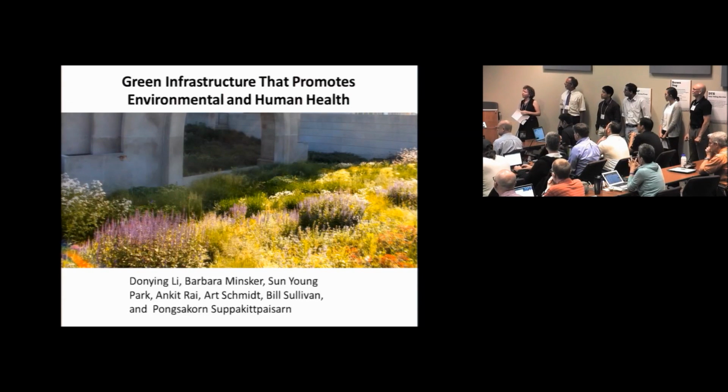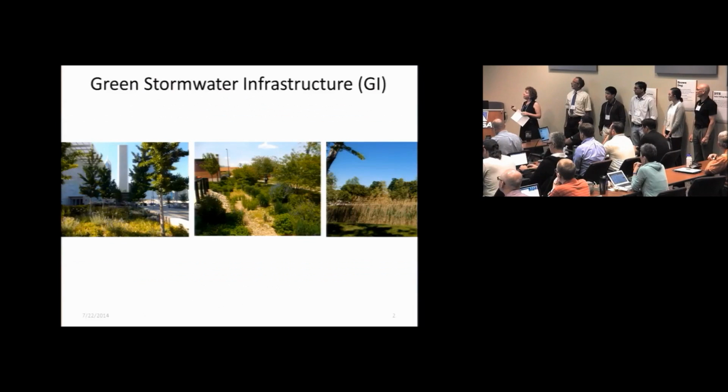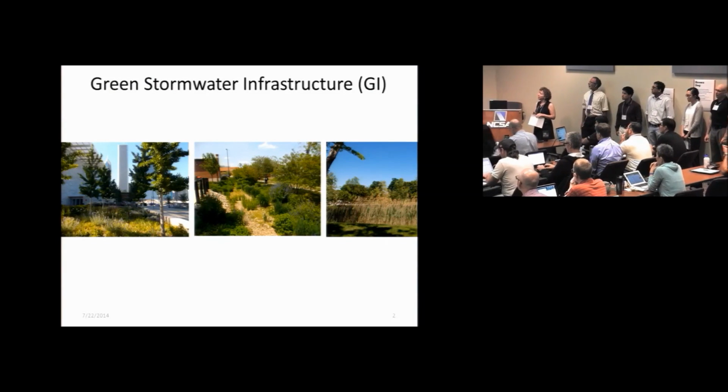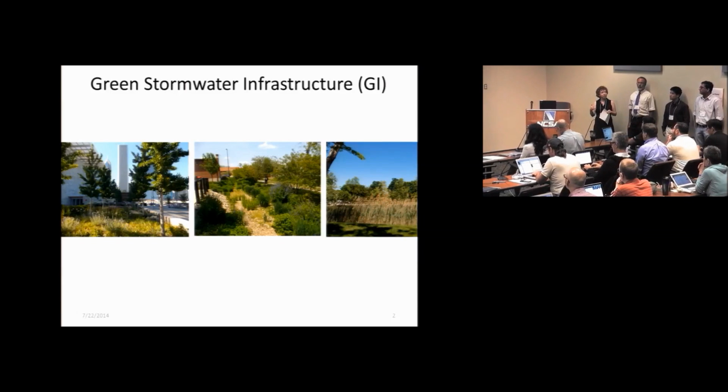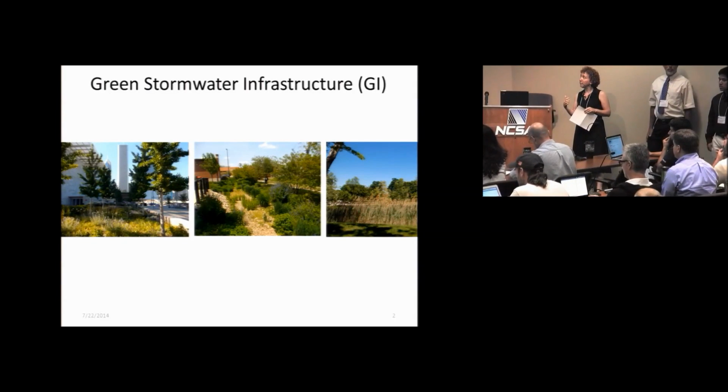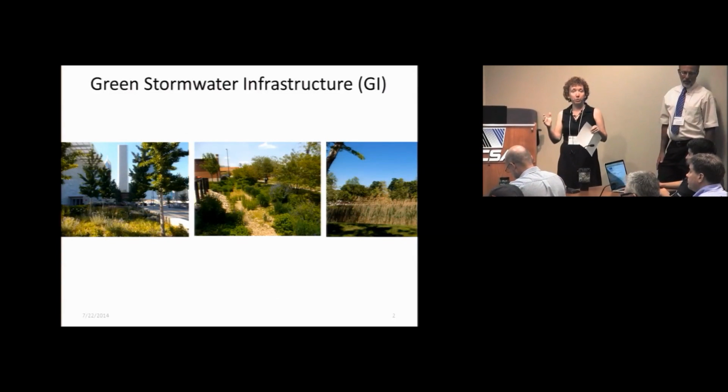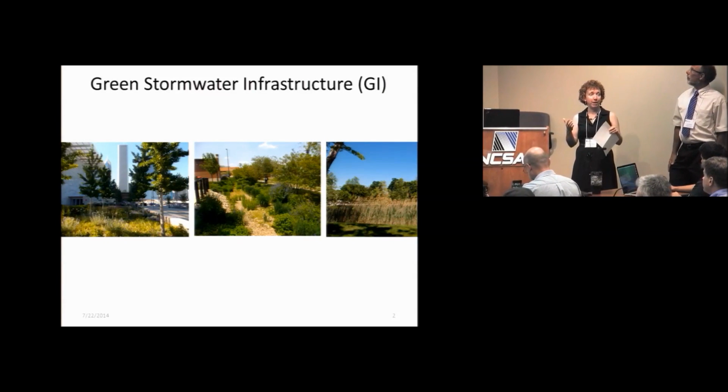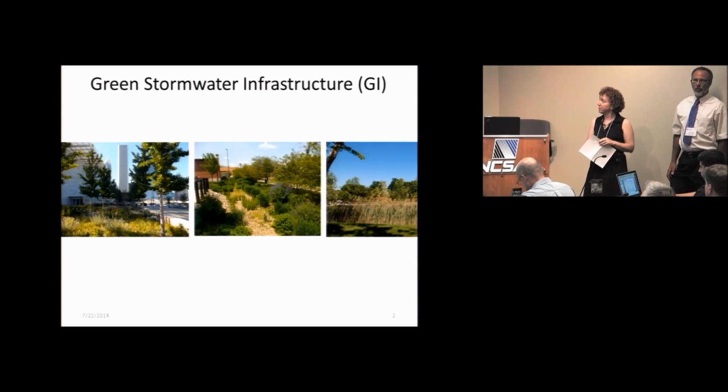So our focus is on green infrastructure, but I should clarify that that's green stormwater infrastructure because that term is sometimes used in different ways. And how can we design green stormwater infrastructure in ways that promote both environmental and human health? So what is green stormwater infrastructure? Things like rain gardens, green roofs, bioswales, wetlands, even some ponds. If you live in Champaign, we have a lot of these ponds around that were actually built to manage stormwater, but are used for a lot of other purposes as well.